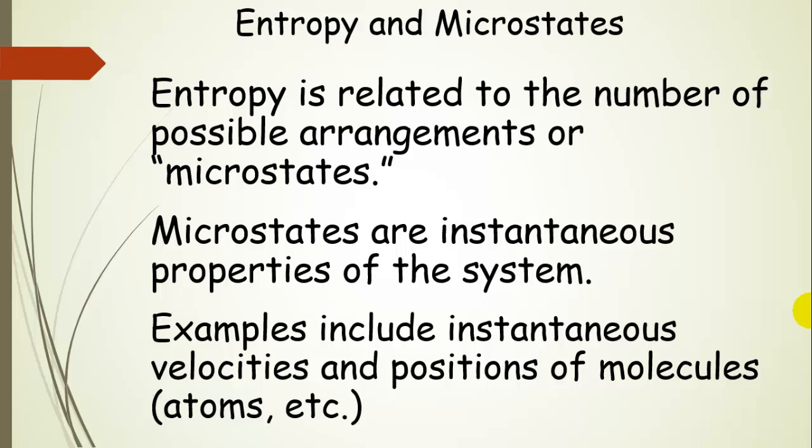Now, a microstate is an instantaneous property of the system. If we have gas in a container, for instance, then microstates could include the instantaneous velocities of the gas molecules. It might be their positions in the container. And remember, we could also be talking about atoms, ions, and in general, we just call them particles.